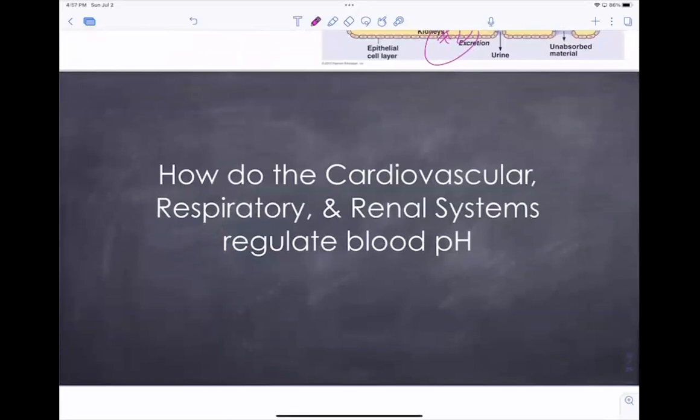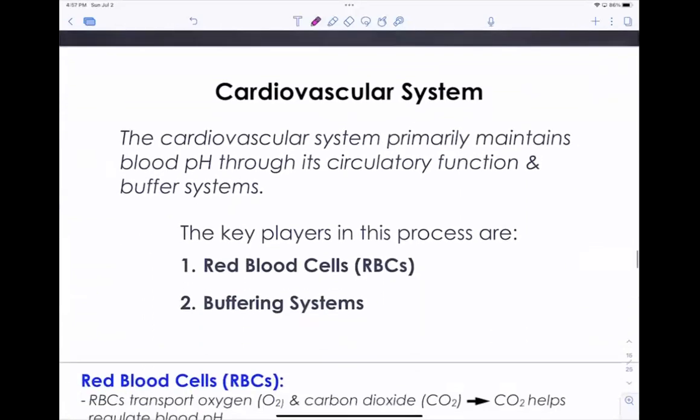Well, they all work together, but we're going to break it down into the cardiovascular system first, and then we'll talk about how it works with the respiratory system and ultimately the urinary system. And so the cardiovascular system really maintains blood pH through its circulatory function, meaning you're circulating the blood throughout the body, and its buffering system. So we'll talk about the red blood cells, their role, they're circulating in the blood, and how it creates the buffering system. So the red blood cells, along with carbon dioxide, help create a buffering system.